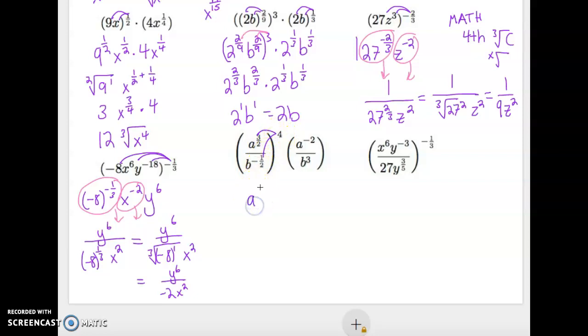You can double check that in your calculator by doing 3 divided by 2 times 4. And then in the denominator, b to the negative 1/2 to the 4th, negative 1/2 times 4 would give me a negative 2. And then that's still just multiplying my a to the negative 2, b to the 3rd over here. All right, so now when we're multiplying, you can go straight across top and bottom. Now you can kind of just treat this all as one fraction.